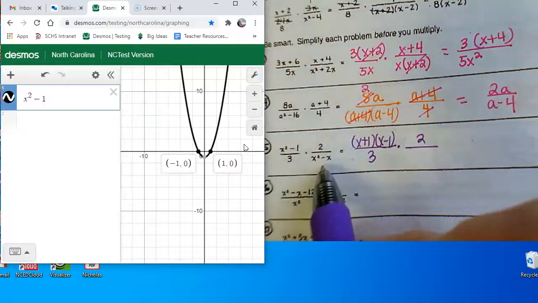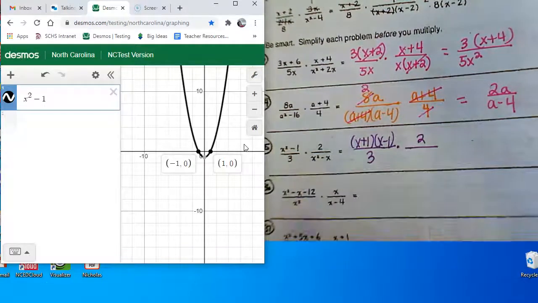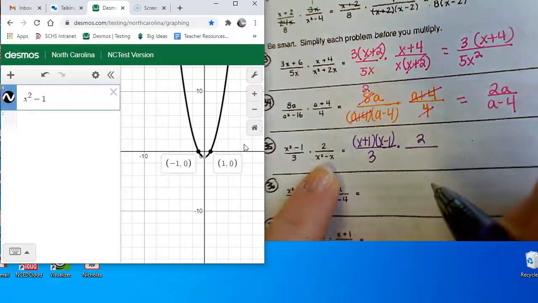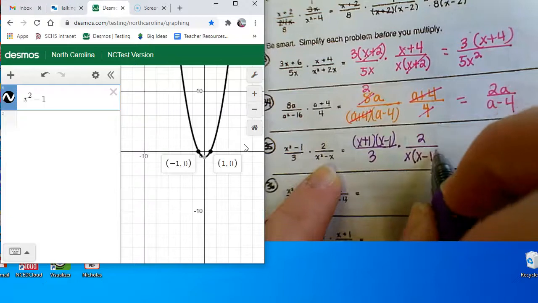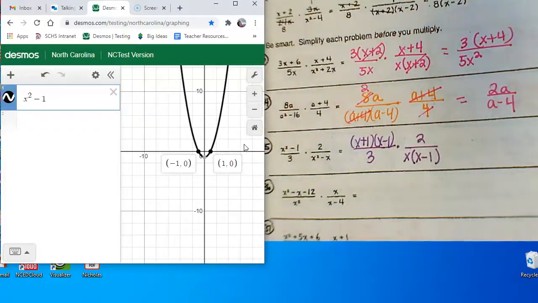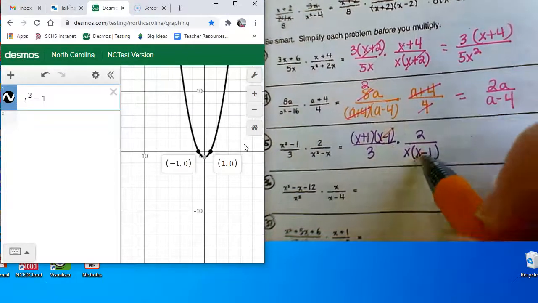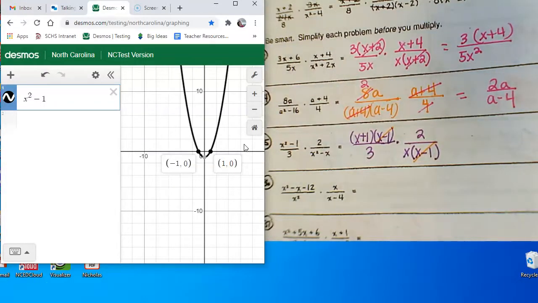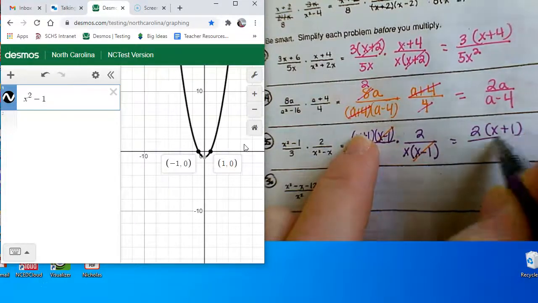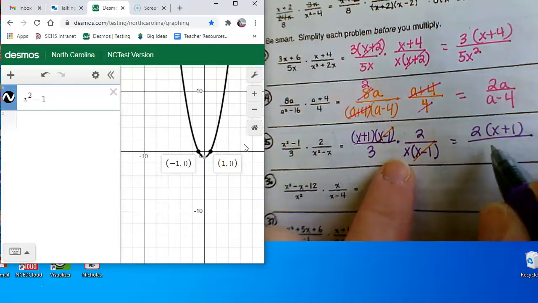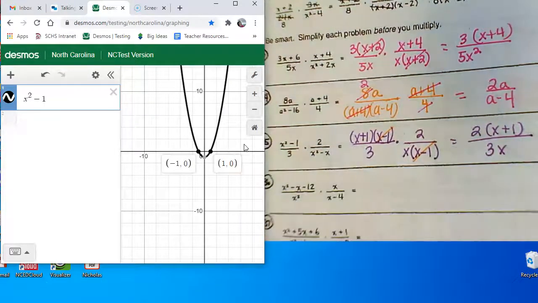X squared minus x. Looks like there's an x in common. I don't really want to graph it because there's an x in common. I'm left with x minus 1 when I factor out the greatest common factor. And then what I can get rid of is one of these x minus 1s. And then nothing else I can get rid of. So my answer is 2 and then x plus 1, over 3x, since we have an x and a 3.